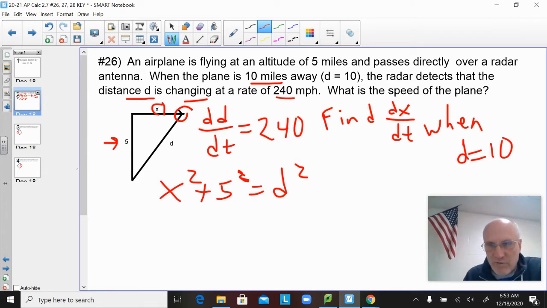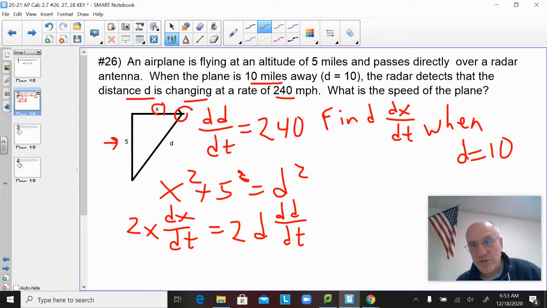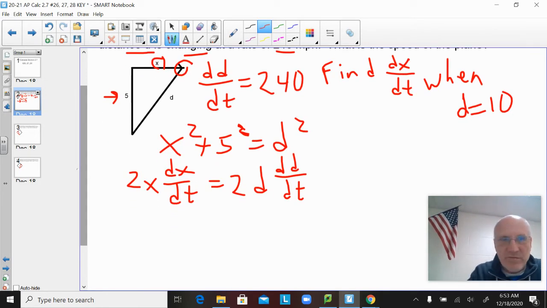So we're taking the derivative of that with respect to time. The first term becomes 2x dx/dt. 5 squared is just a number whose derivative is 0. And this is, in fact, 2d dD/dt. And you should probably say that out loud a few times just to enjoy it. 2d dD/dt. So now I've got to substitute in some numbers here, and some of these I have numbers for. So it's 2, and I don't think I have a number for x yet, so I'll come back to that.